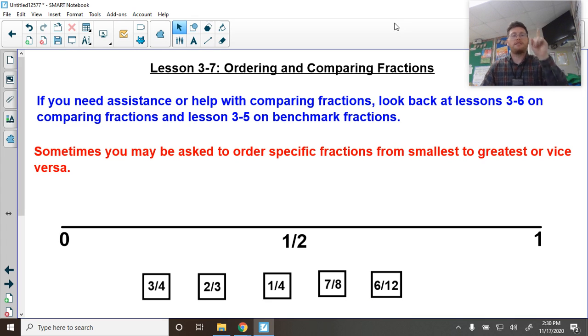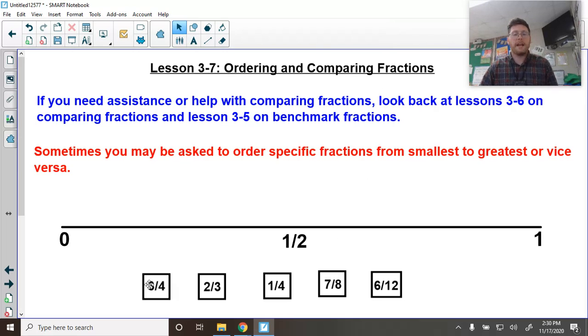All right, so lesson 3-7, ordering and comparing fractions. If you need any assistance or help with comparing fractions, look back at lesson 3-6 on comparing fractions and lesson 3-5 on benchmark fractions, because those are going to help us to compare and they're also going to help us to order. Sometimes you may be asked to order specific fractions from smallest to greatest, or even vice versa, greatest to smallest.